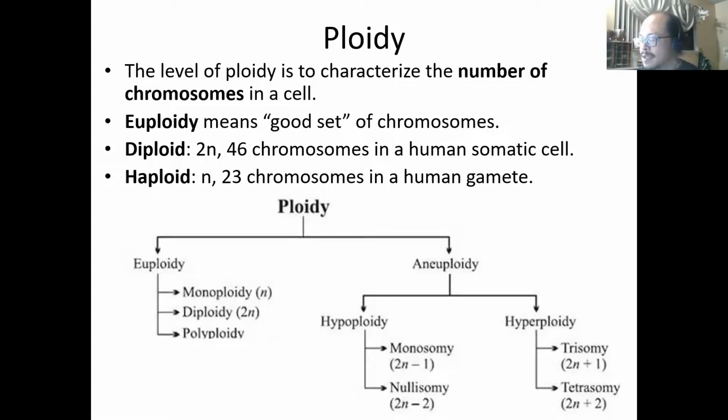So ploidy is a way to characterize the number of chromosomes. For example, there would be the diploid, or here we call it monoploidy, or in our human cells the gamete has N, right? As 23 chromosomes, not 2N. 2N is in the somatic cell. We call it diploid. We call this haploid, but we can also call them monoploidy that only have one set of the chromosome. But in the somatic cell, it has 2N, one from mom, one from dad.